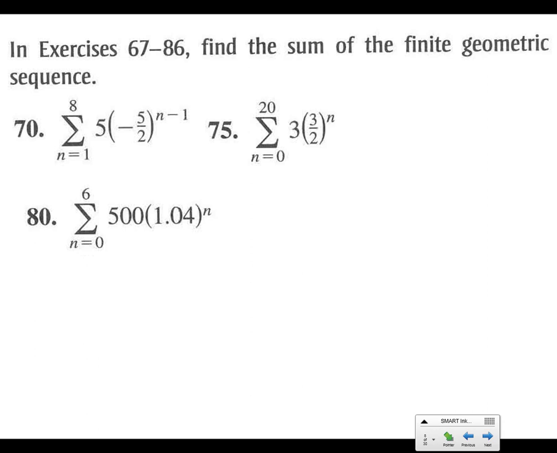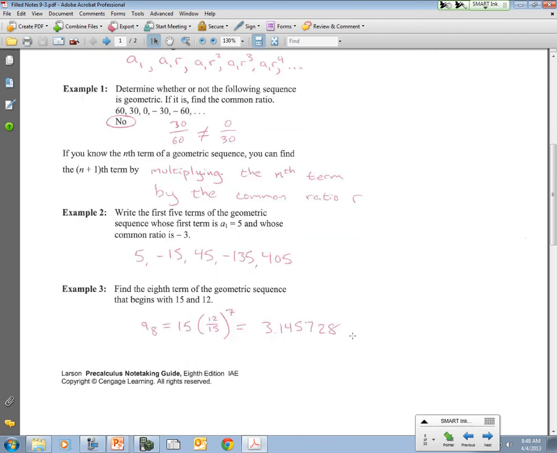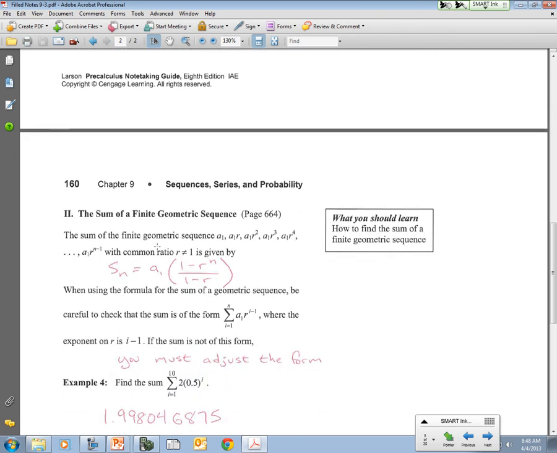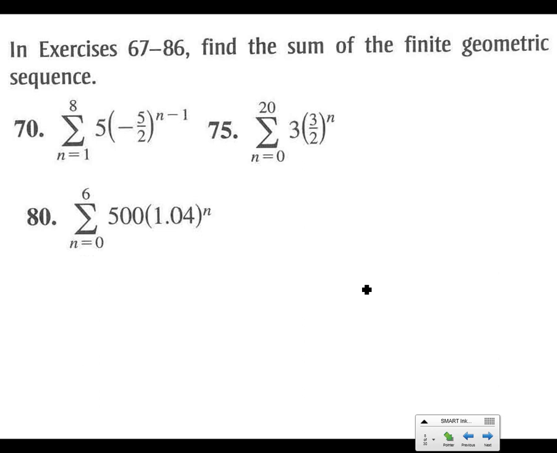Let's find the sum of the finite geometric sequence. So if we bring up our formula again for the finite terms, right here, S sub n is the first term, 1 minus r to the n in the numerator, 1 minus r in the denominator. Want to be able to do this without using the calculator first, so we know the formula. So for 70, S sub n equals a sub 1 times 1 minus r to the n in the numerator and 1 minus r in the denominator.